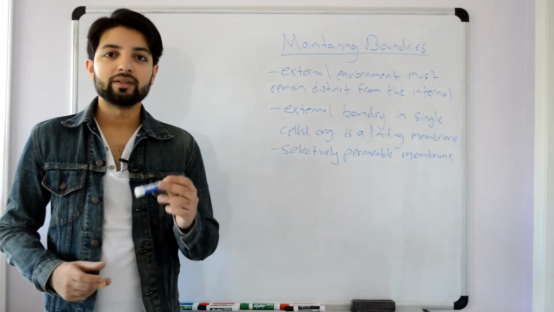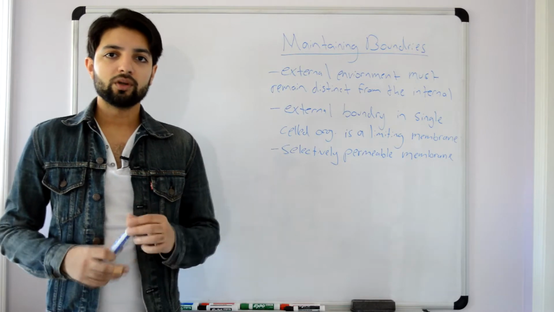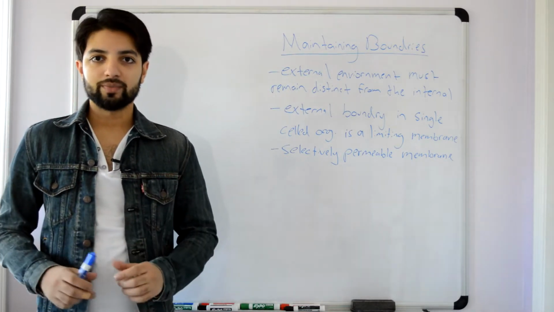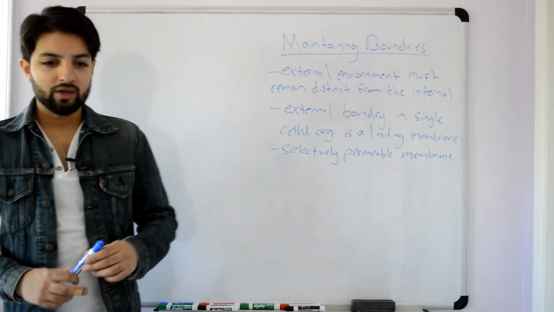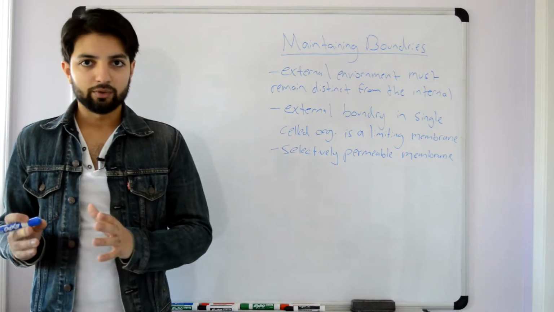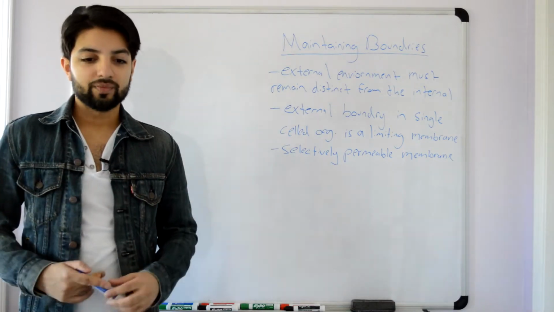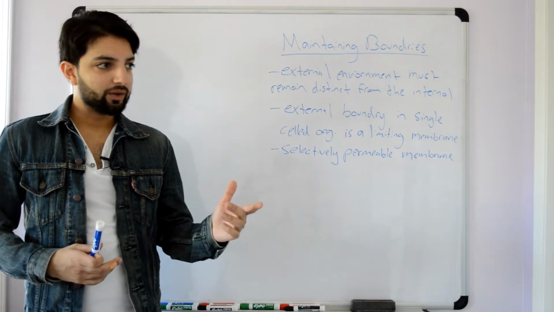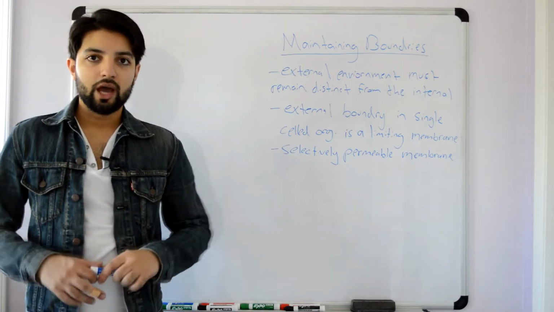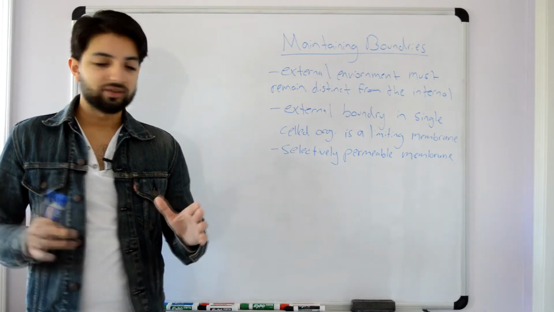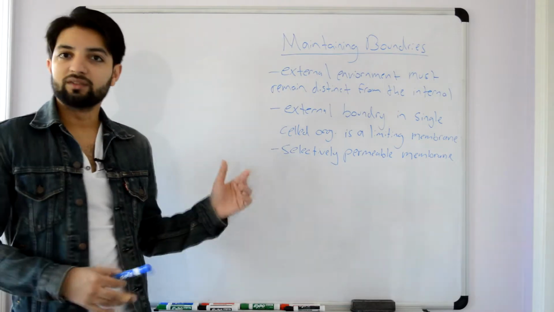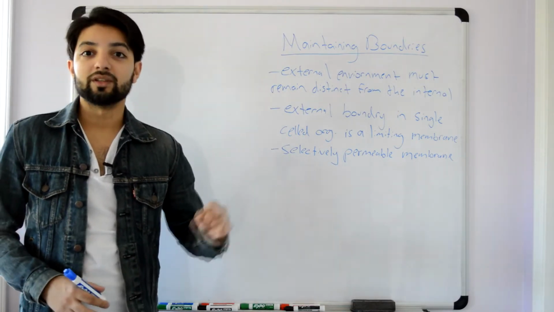Alright, number 1 is maintaining boundaries. So the whole point of maintaining boundaries is to keep your external environment distinct from the internal environment. Now in single-celled organisms, the external boundary is a limiting membrane that basically keeps all the guts enclosed inside that cell. What that does is it allows in certain substances and restricts others from entering the cell. Now all the cells in the body are enclosed in what we call a selectively permeable membrane. Again, it's selectively permeable because some things are allowed in and some things are not allowed in.